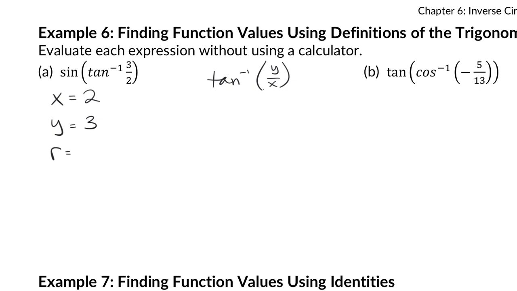Pythagorean theorem. Square root of x squared plus y squared. What do you end up getting? Square root of 4 plus 9, which is square root of 13. We can't reduce 13 because it's a prime number, so we're going to leave it as square root 13.